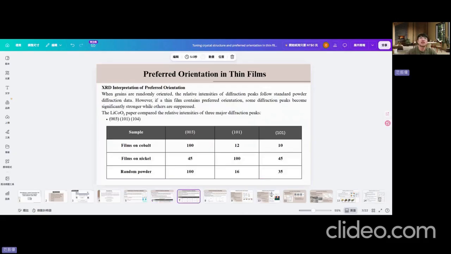And then next is XRD interpretation of preferred orientation. When grains are randomly oriented, the relative intensity of different peaks follows the standard powder diffraction data. And about the paper, they compare the relative intensity of three major diffraction peaks: 003, 101, and 104.